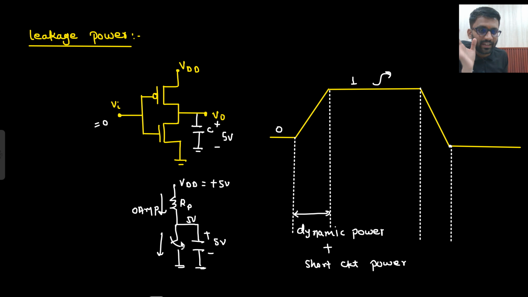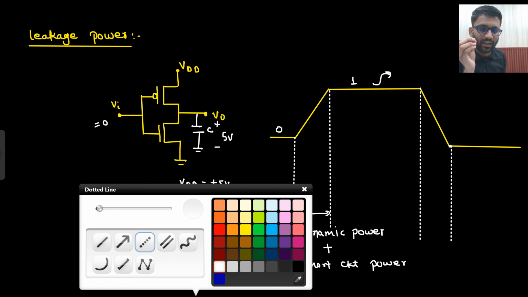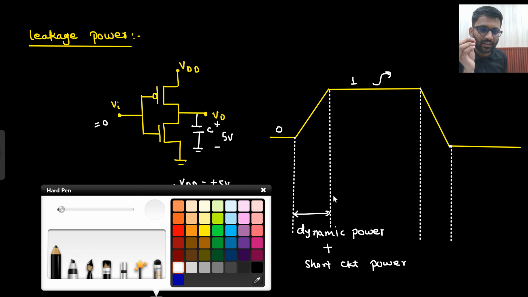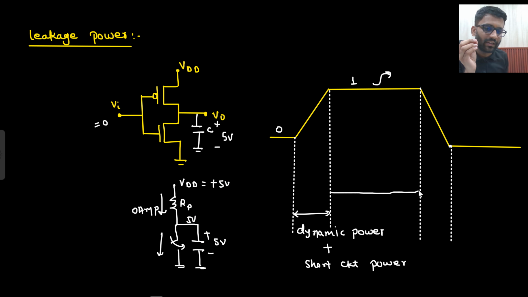Because of the leakage, NMOS can drive some current. It could be working in the subthreshold region, so it would drive some current there, or if it is replaced by a diode, then also it can drive some current. So even if it is off, it can drive some current, and because of that some power will be consumed. That is known as leakage power. So in this particular region you will have leakage power.